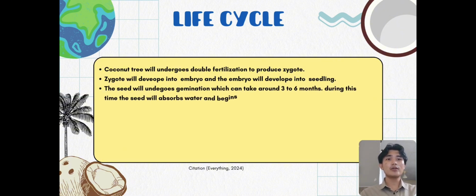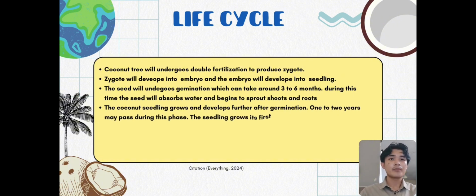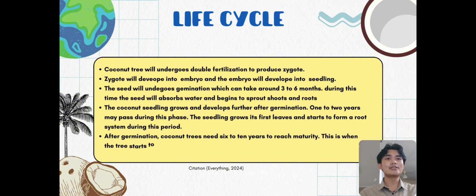The seedling will undergo germination, which can take around 3 to 6 months. During this time, the seed will absorb water and begin to sprout shoots and roots. The coconut seedling will grow and develop further after germination, which can take around 1 to 2 years. After the 1 to 2 years have passed, the seedling will grow its first leaf and start to form its root system during this period.